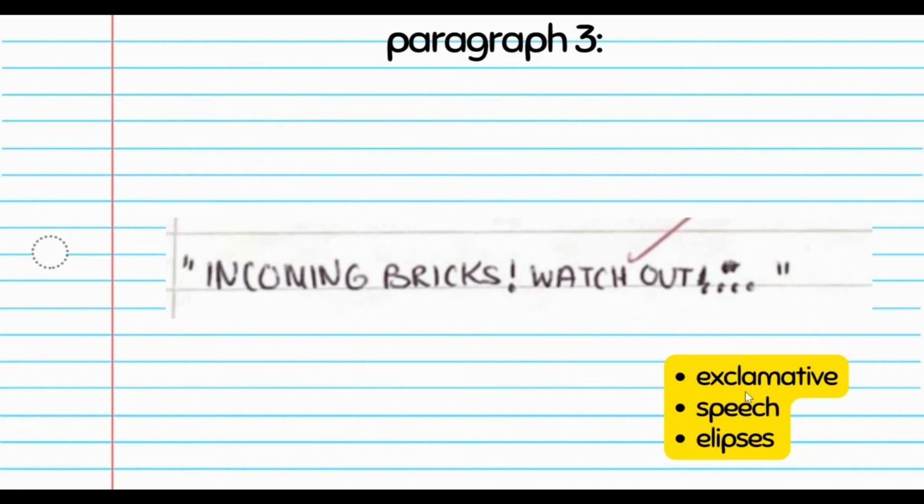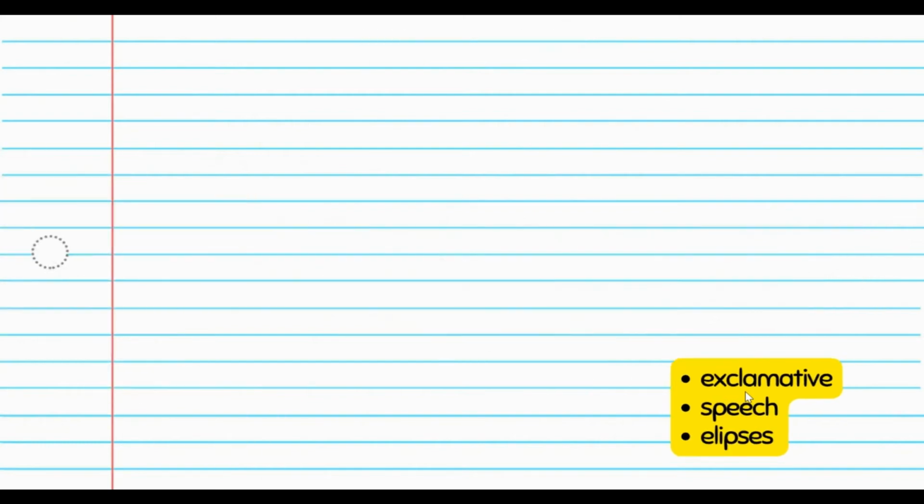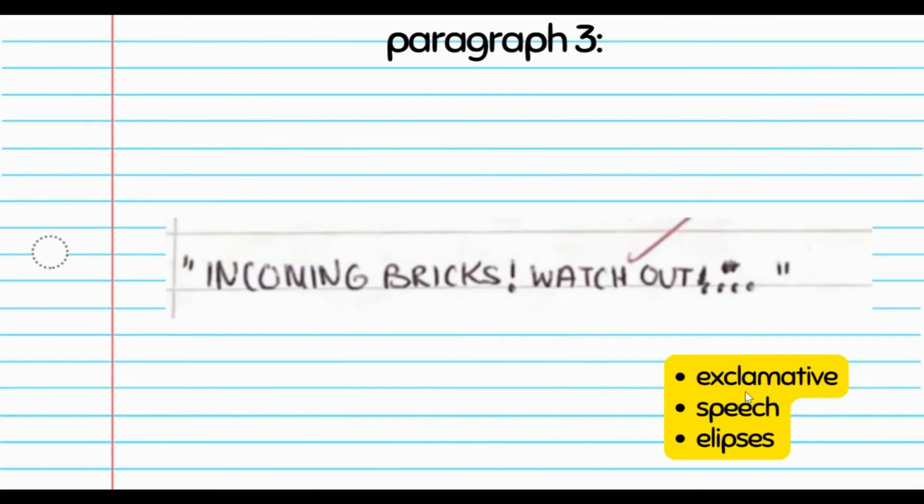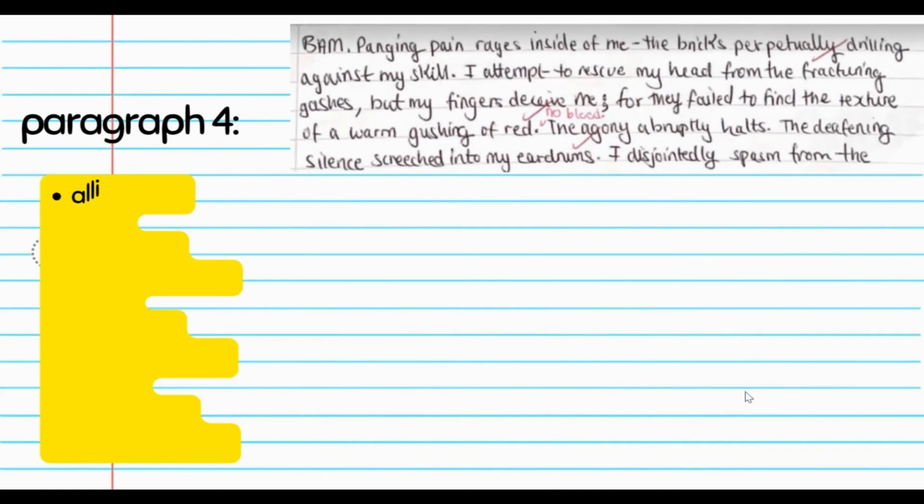So this is an exclamative, it's speech, and you've also got your ellipses, so they're all quite important. The single line paragraph is integral to a story. It shows that you're really thinking about the story structure and not really neglecting it. So let's look at the purpose, the content of paragraph 3: literally a ton of bricks is going to fall and someone's shouted that out.